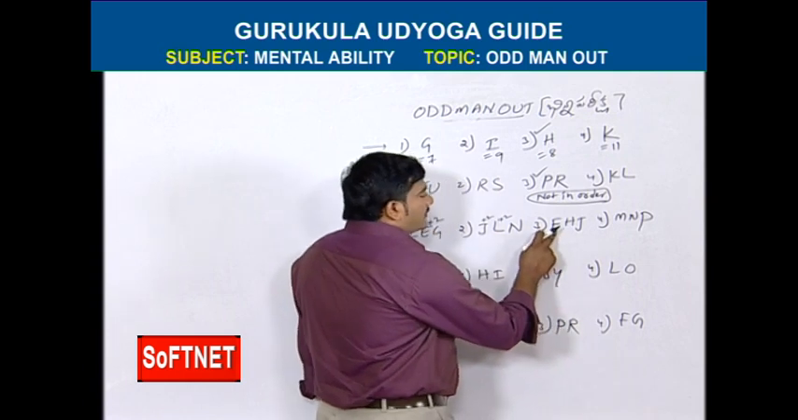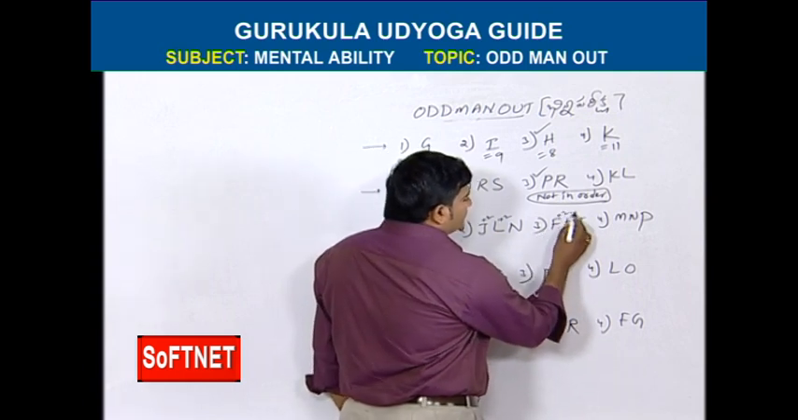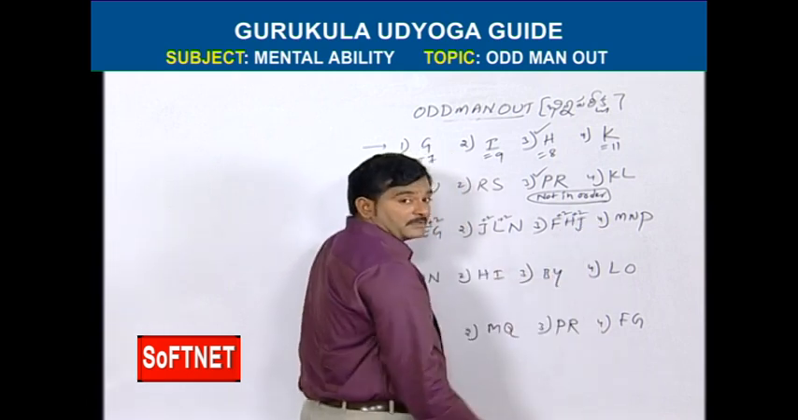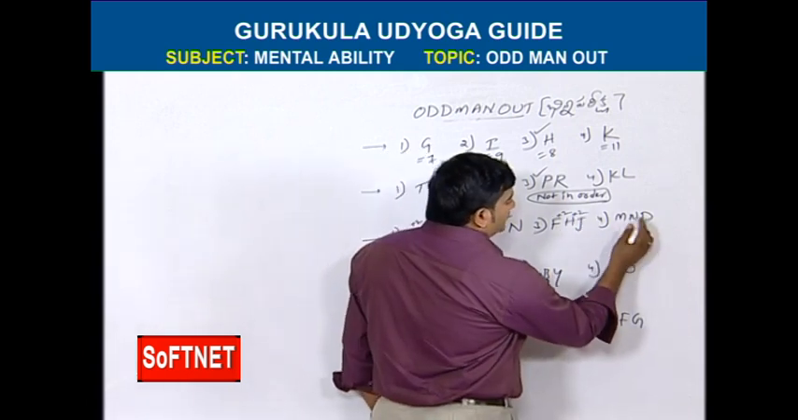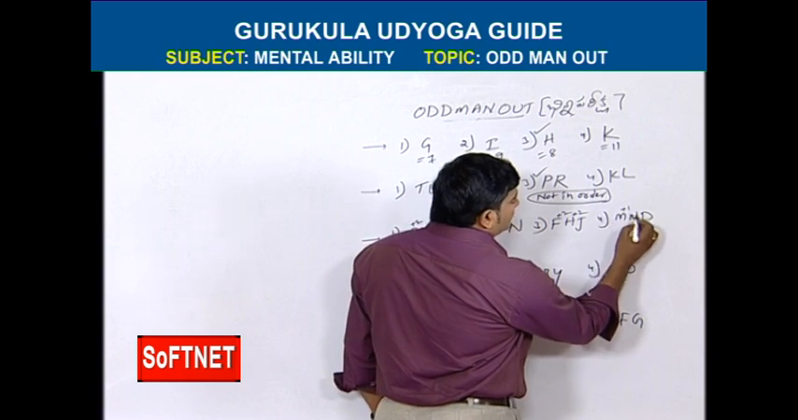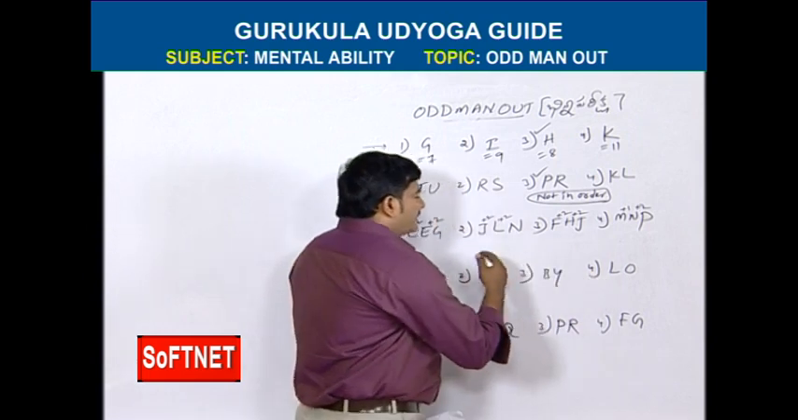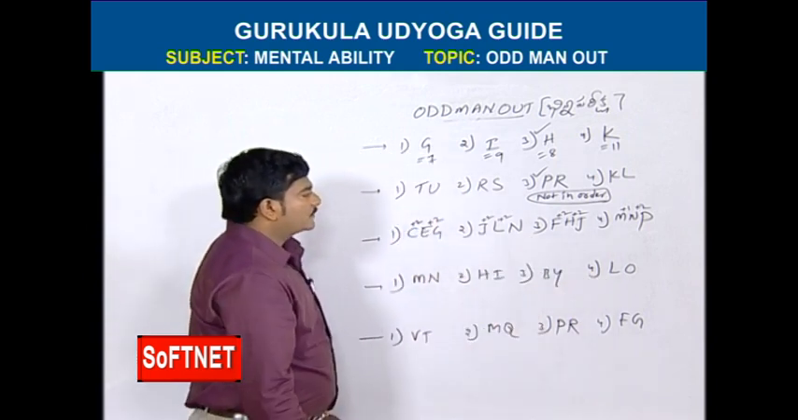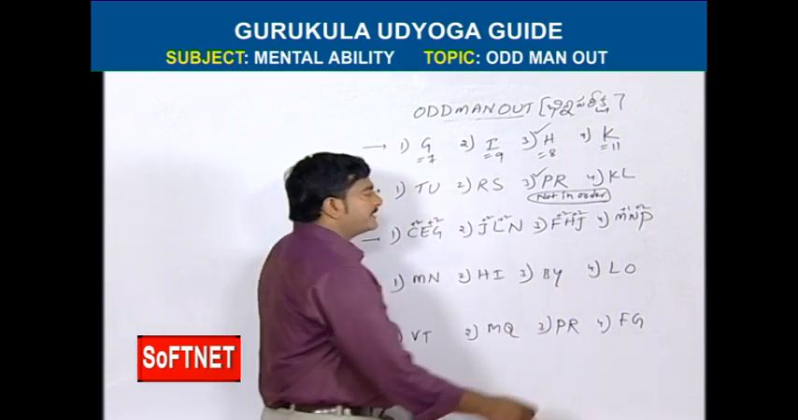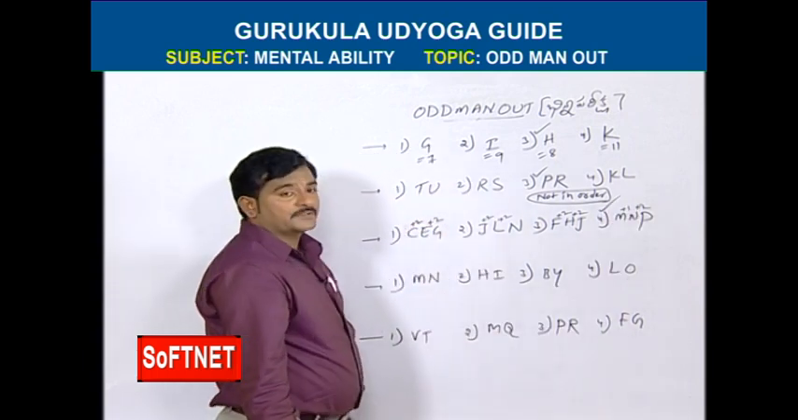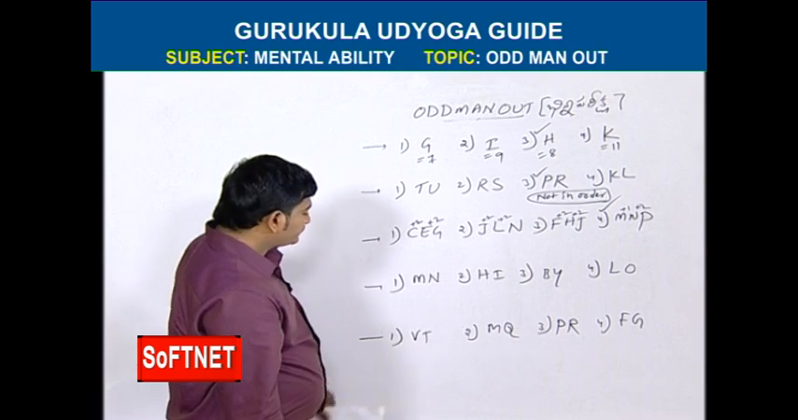Are we getting the same here? F means 6. 6 plus 2 means 8. 8 plus 2 means 10. But what about in this case? M, N, P: 13, he added plus 1 and here he added plus 2. The remaining cases are all plus 2, plus 2, plus 2, but here plus 1, plus 2. That's why the answer for this question is the fourth option.